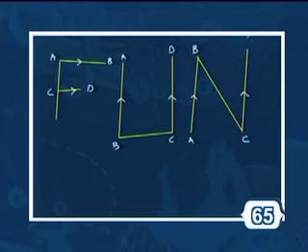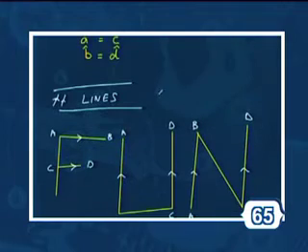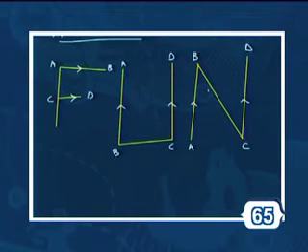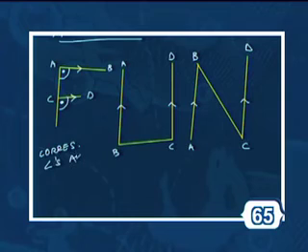So for this diagram, if AB is parallel to CD, then the first type of angles that we get from the F shape are called corresponding angles. Corresponding angles are equal. Corresponding angles are equal. That's the one that you need to remember.